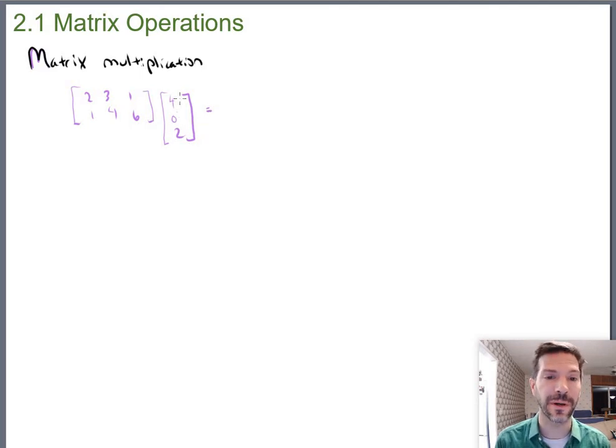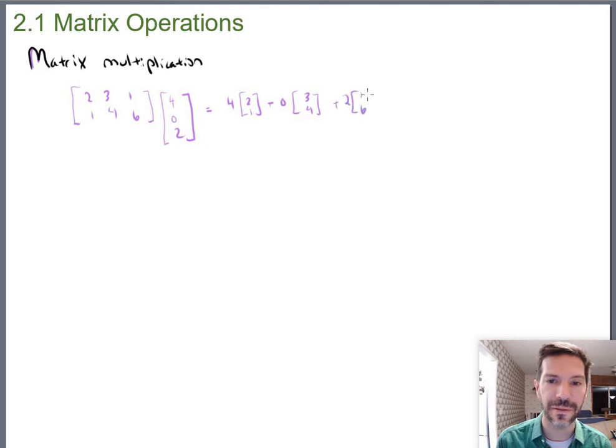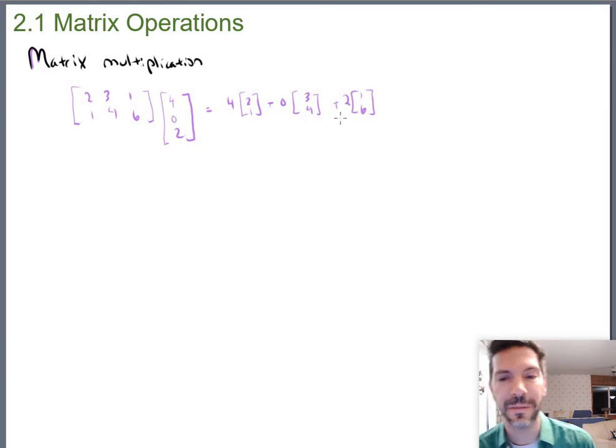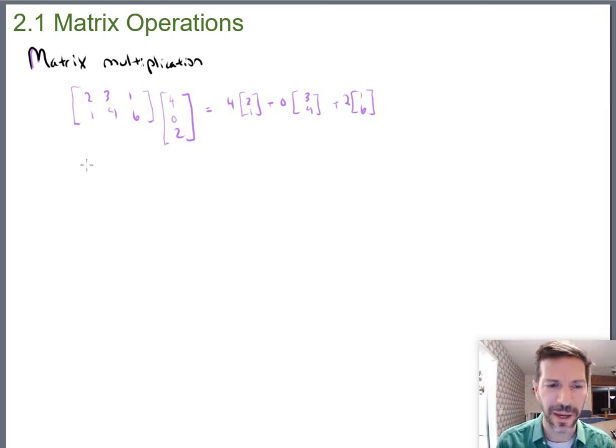But we know how this works, right? The vector sort of says do 4 of the first column and 0 of the second column and 2 of the third column and add them all up, right? So it says 4 times (2, 1), plus 0 times (3, 4), plus 2 times (1, 6). And you can crunch that out, and I'm not even going to finish because you know how to do that. And you can multiply our matrix by any vector as long as it's a 3 by 1 vector, as long as it's the right size, right?